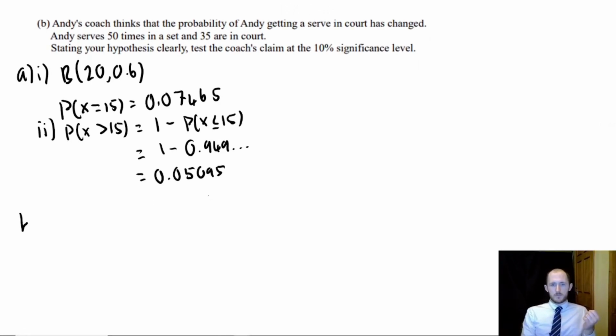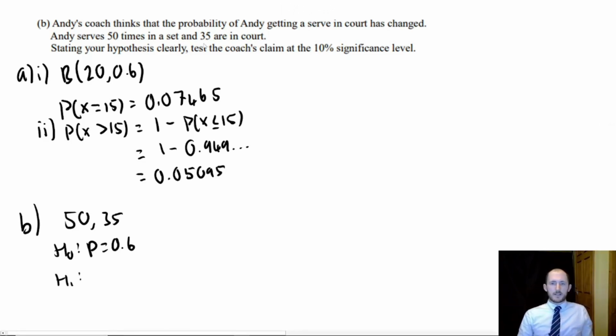So, part B, this is where things get a bit more interesting. So I'm going to write this out first. So it's probably say it's changed, so now we're changing the sample size to 50 and 35 are in court. Now the null hypothesis, again, is just going to be the probability that it's equal to 0.6. But what would our alternate hypothesis be? It's asking us to test if it's changed. So you would think that it would be probability that's not equal to 0.6. And you would be 100% right.